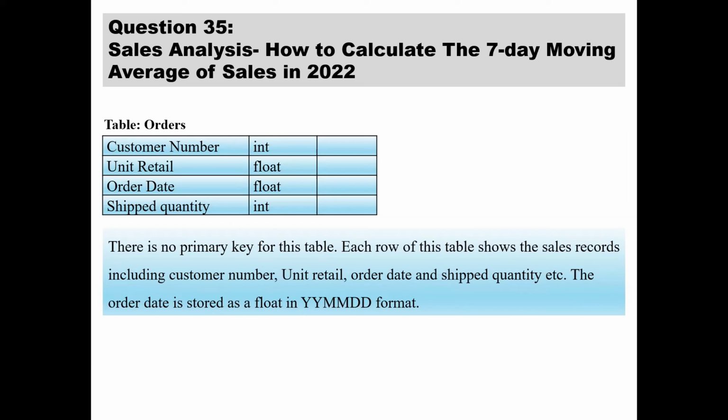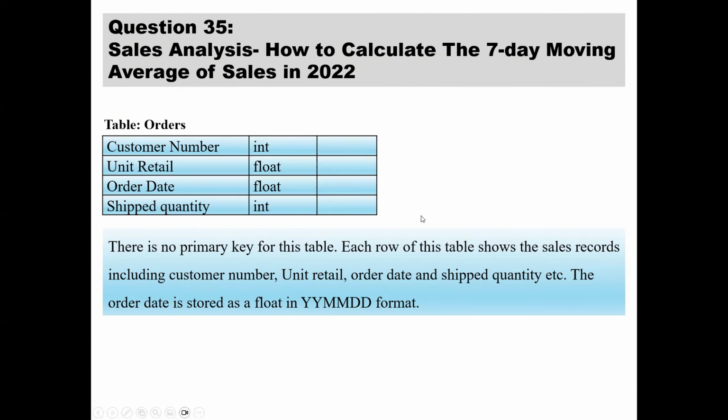Welcome back. In this video, we'll learn how to calculate the 7-day moving average of sales for the year 2022 using SQL Server Management Studio. This is a very common technique in business analytics to smooth daily fluctuations and reveal trends over time. Let's start with our dataset.